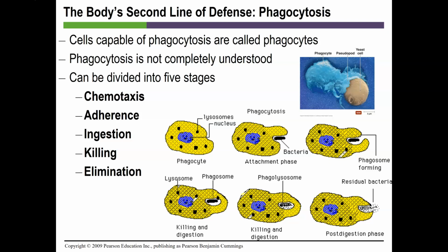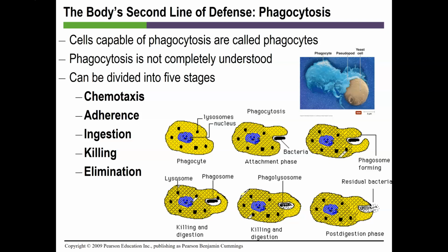So the first thing that has to happen is a signal is triggered as a result from some tissue damage, or there might be some invaders nearby. Cells that are damaged will release chemical signals that then alert the phagocytes to move to that area. This response is called chemotaxis, which literally means moving towards a signal.